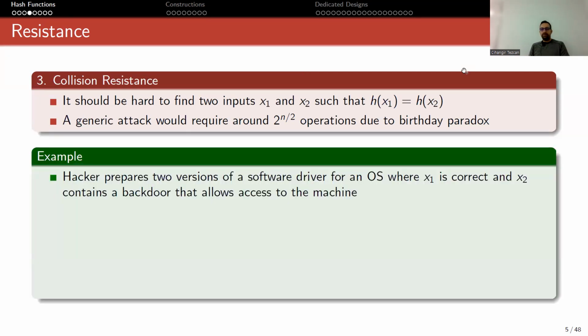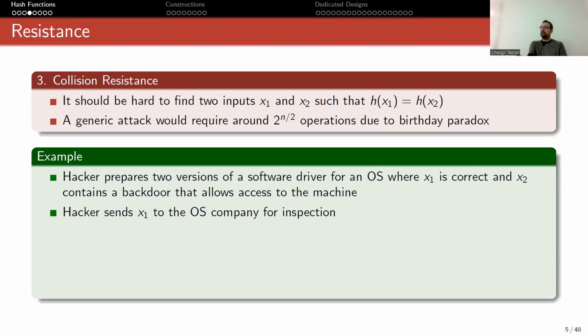Why is this property important? Think about a scenario where a hacker prepares two versions of a software driver for an operating system, where x1 is correct and x2 contains a backdoor that allows access to the machine, but both of these versions have the same hash value. Since the attacker has control over both files, they put a malicious code inside the driver, but then try to modify it so that both of them give the same hash value. The hacker sends the correct version, x1, which doesn't have a malicious code in it, to the operating system company for inspection.